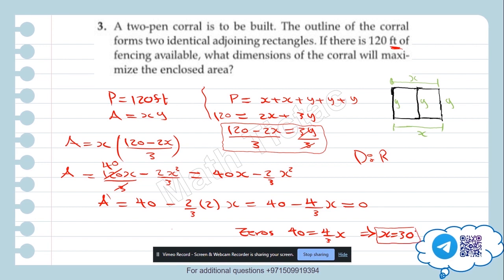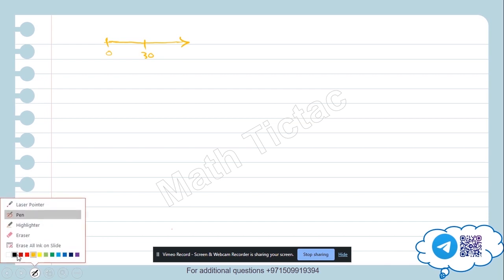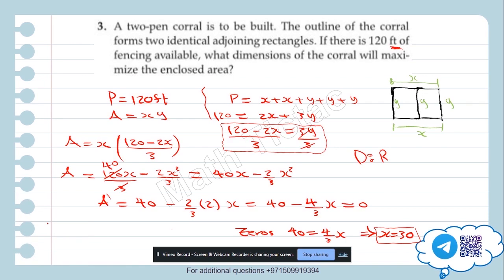Now what about the 30? Is it included in the question or not? Since the domain is R, that means x equal to 30 is included. So that's it, easy. So let's start with graphing the number line. For sure I'm not taking any value for x less than 0, so it will be from 0 to infinity, and here we have 30. Now let's substitute the values in the first derivative. That's my first derivative.